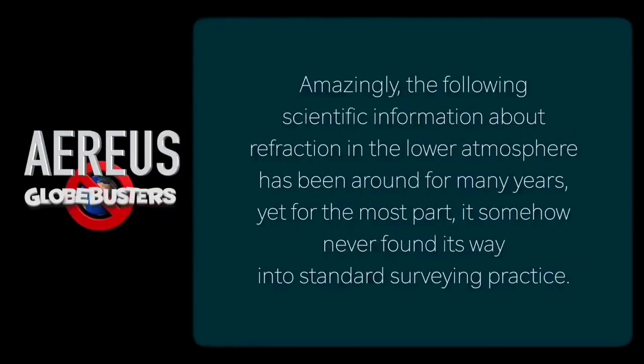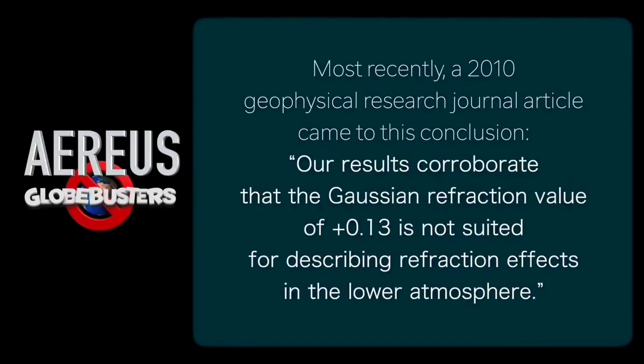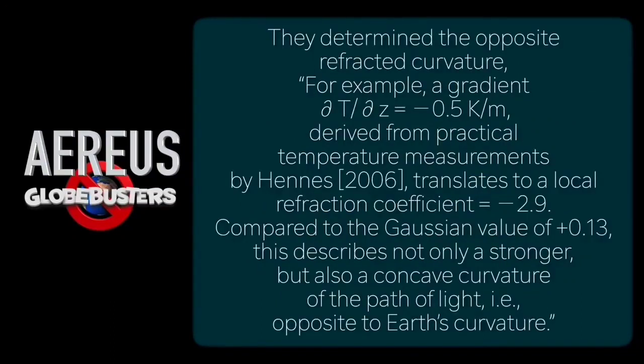Amazingly, the following scientific information about refraction in the lower atmosphere has been around for many years, yet for the most part, it somehow never found its way into standard surveying practice. Most recently, a 2010 Geophysical Research Journal article came to this conclusion: Our results corroborate that the Gaussian refraction value of plus 0.13 is not suited for describing refraction effects in the lower atmosphere. They determine the opposite refracted curvature.